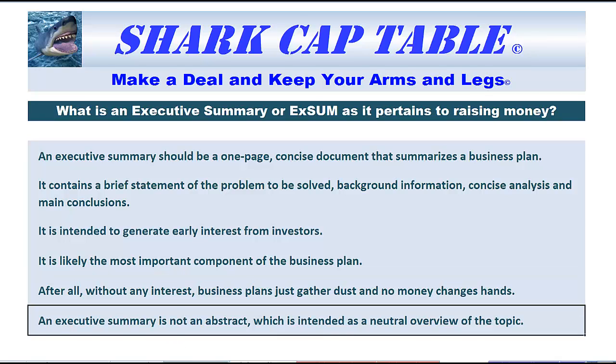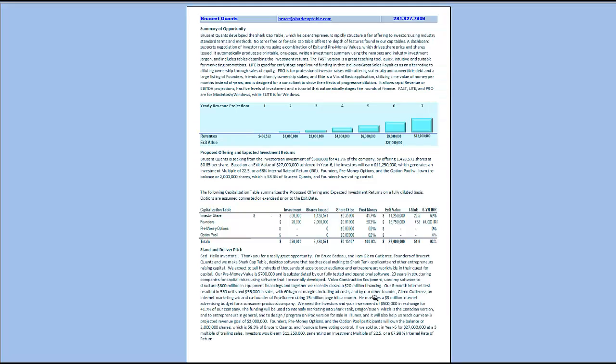An executive summary is not an abstract, which is intended as a neutral overview of the topic. So here is an executive summary primarily produced by SharCapTable. Here's the summary of the opportunity. You have to write this. This comes from SharCap. It's a small chart. This is the proposed offering details. This is the capitalization table that shows who gets what and how much they paid for it. And then we have a very powerful elevator or stand-and-deliver pitch section, which is automatically done. You have to select some line items, which we give you, and make some adjustments, but it's almost instant.